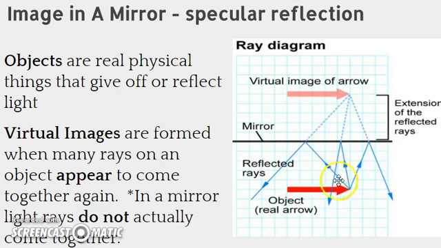Light is going to move in all directions. If we were at this location right here, the front of the arrow would appear directly straight across.